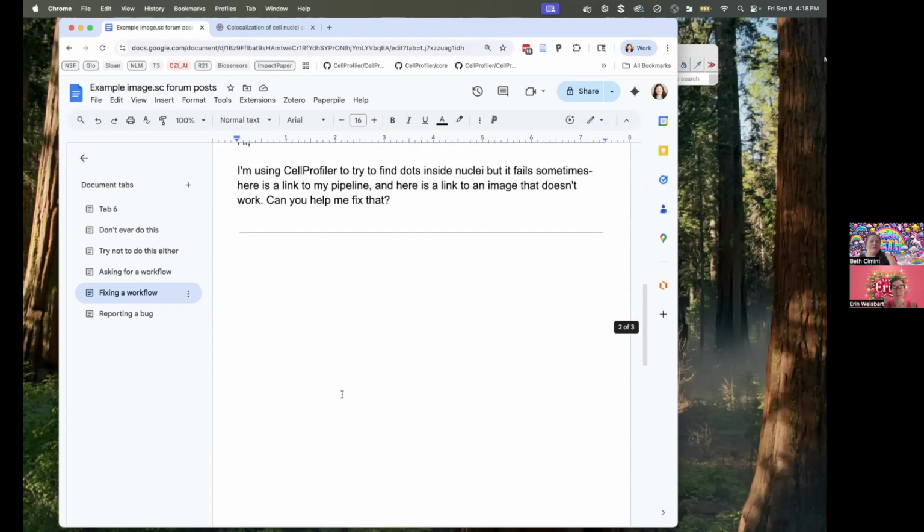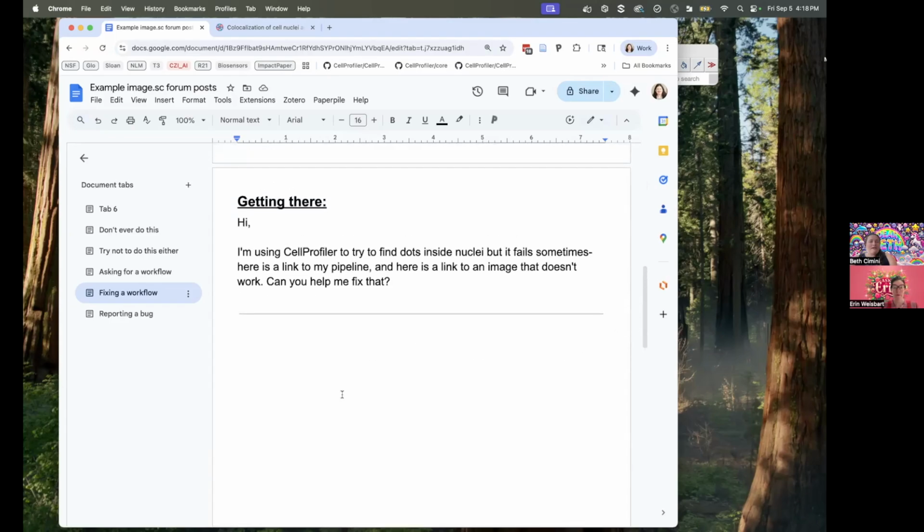So a better thing is a post where I'm saying, here is a link to the pipeline as well as an image, so that the person could actually try to run CellProfiler and figure out why it's not working. That would at least be better as opposed to just saying it doesn't work.